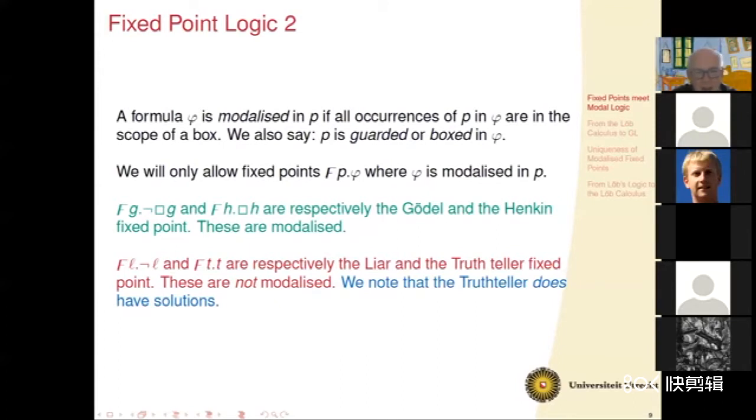And also the truth teller fixed point is not allowed. So note that the truth teller fixed point is in fact completely okay. It has solutions and it does not lead to a contradiction. And so, for example, in the other great logic of fixed points, the mu calculus, the truth teller fixed point is allowed.